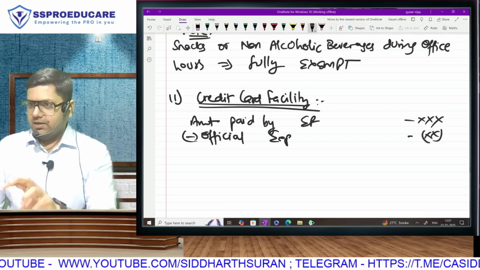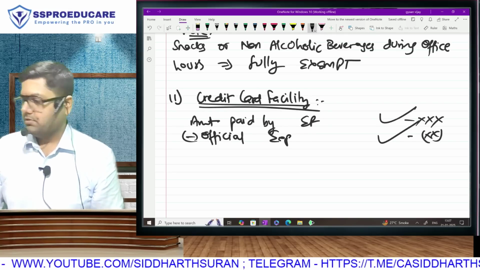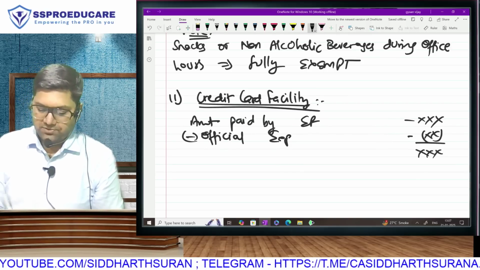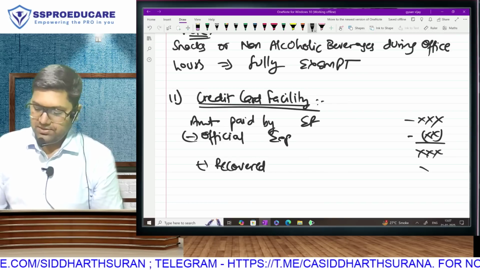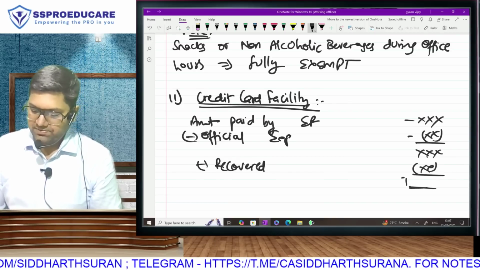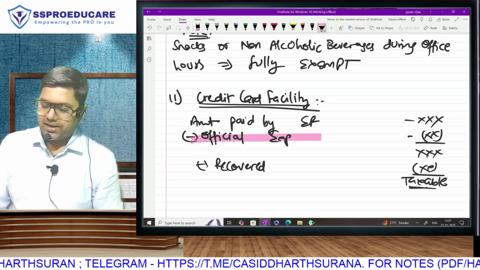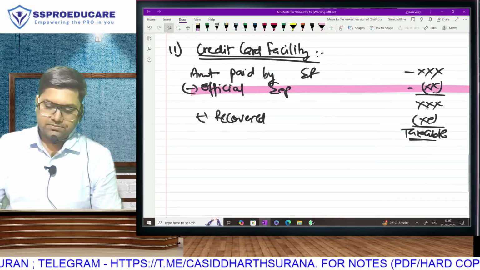So 50 is the total bill, but 8,000 is office. So what is your benefit? 42. So what will your perquisite be? But of course, from this also, if the boss is doing some recovery, we subtract that, and the balance will be your taxable amount. So only because of this line, it's a separate perquisite. Otherwise, it is general. Is that clear?